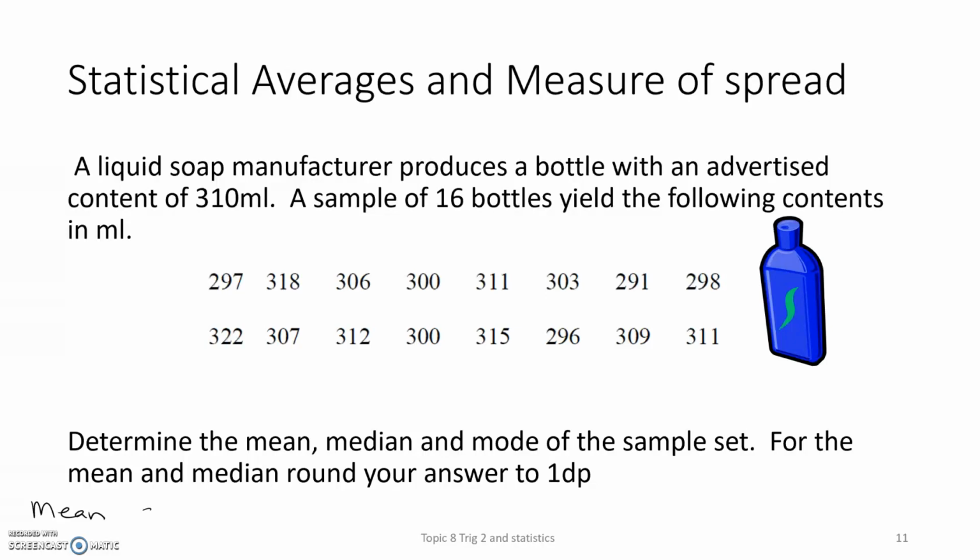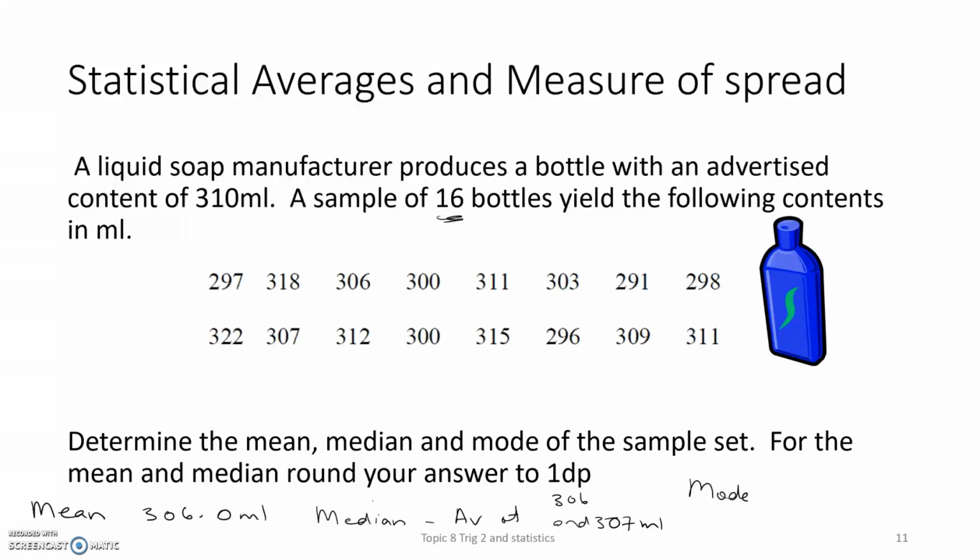The mean is 306.0 mils. To find the median, we're going to have to put them in order. In this case, there are 16 bottles, so to find the median, we're going to have to take the average of the two middle ones. So we need the average of 306 mils and 307 mils, which would be 306.5.